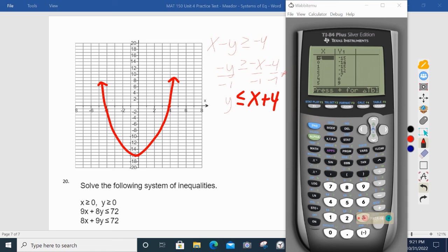So in this graph, slope is 1 because there's a 1 out in front of x, and if you want to make a fraction, it's 1 over 1, and the y-intercept is 4. Now when I graph this one, I'm going to go up to 4, and then I can go up 1 over 1 like that. This one also is equal to, so it's a solid line.